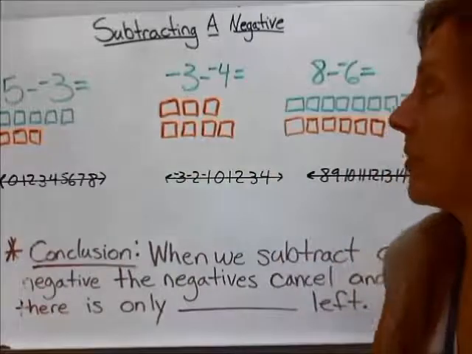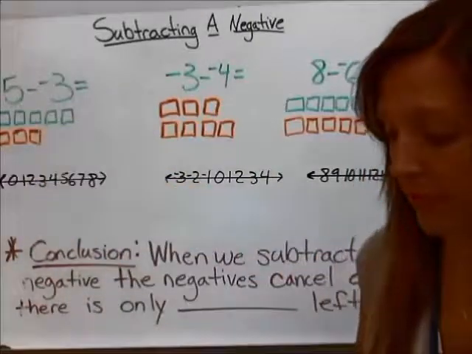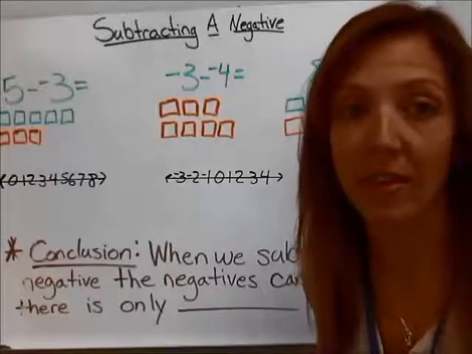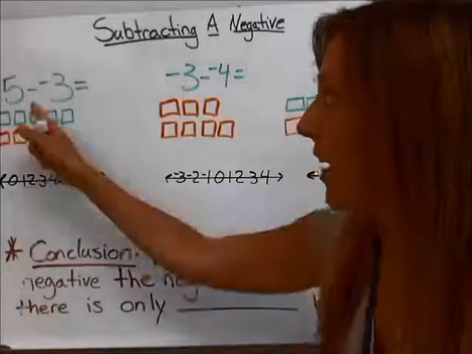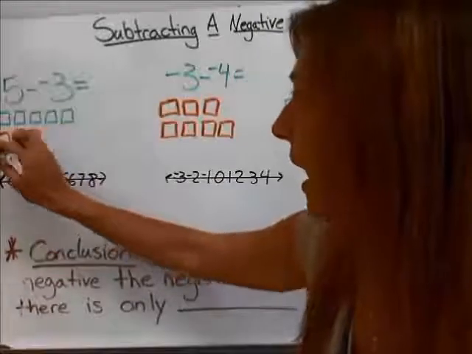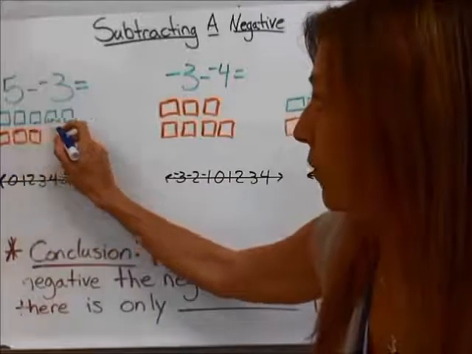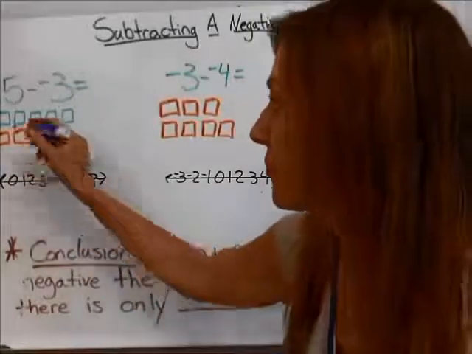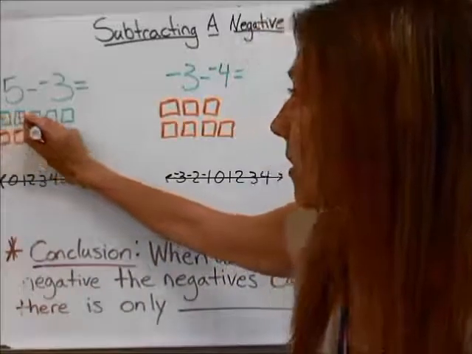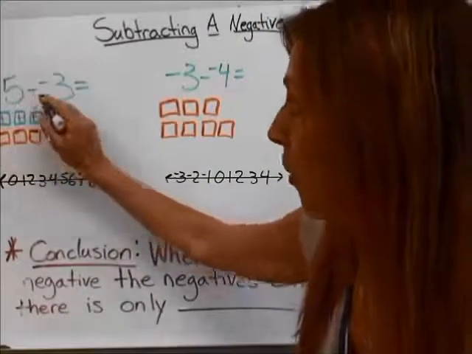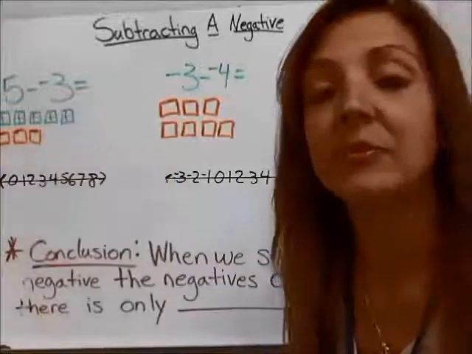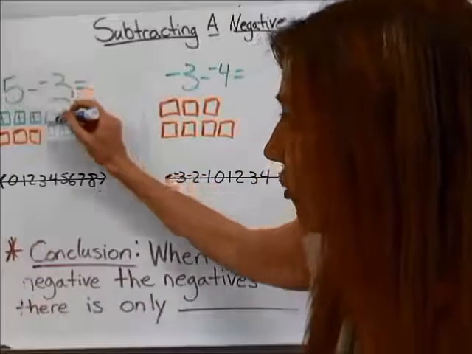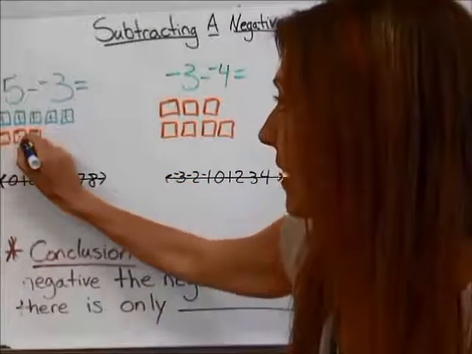Subtracting a negative. Let's start with 5 minus a negative 3. Keep in mind, if you're subtracting a negative, you're actually taking away the negative. So 5 minus a negative 3, we have 1, 2, 3, 4, 5 positive chips here, and 3 red negative ones. When I subtract a negative, I'm taking away a debt. So this is actually these negative chips right here.